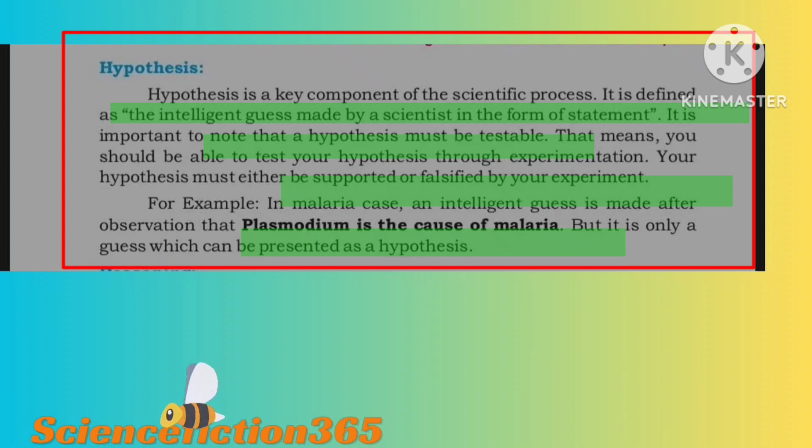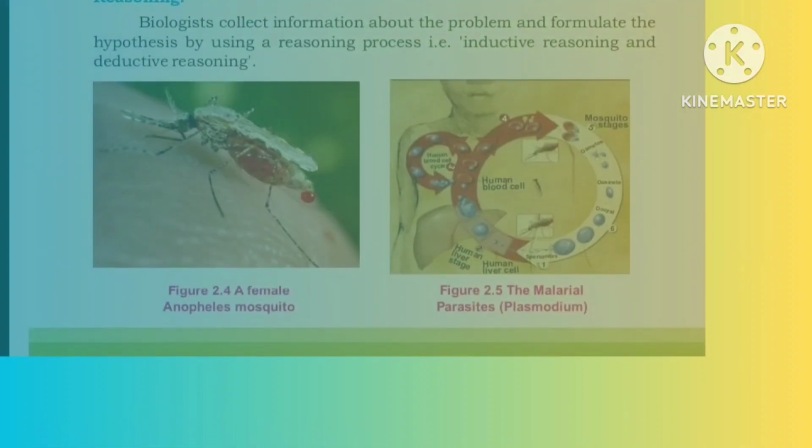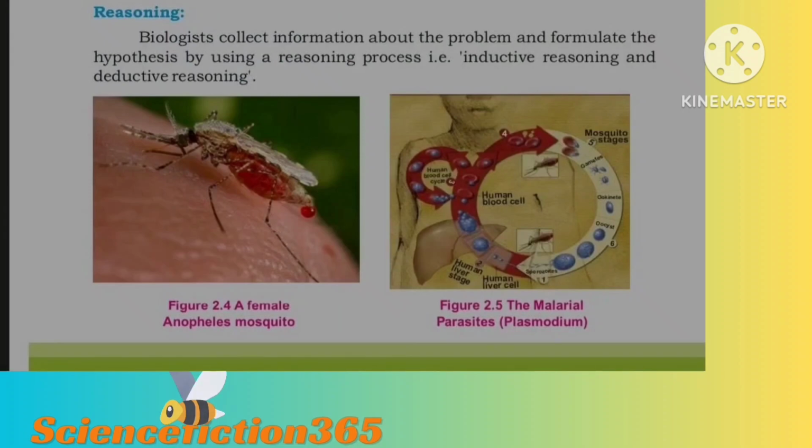For example, in the malaria case, intelligent guesses were made by scientists that Plasmodium is the cause of malaria. But it was only a guess which can be presented as a hypothesis. So this statement will be filtered out by reasoning. The next process is reasoning. Reasoning is just like asking questions. For example, you can ask your friend, will you play cricket today with me or not? So this is a reasoning question.